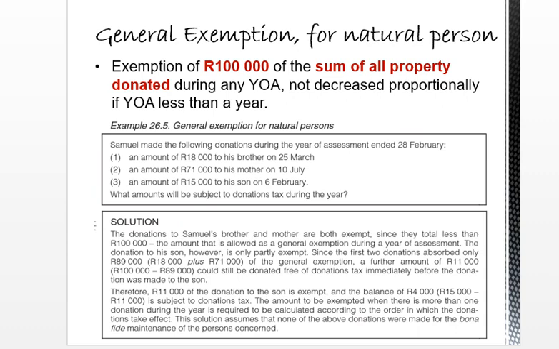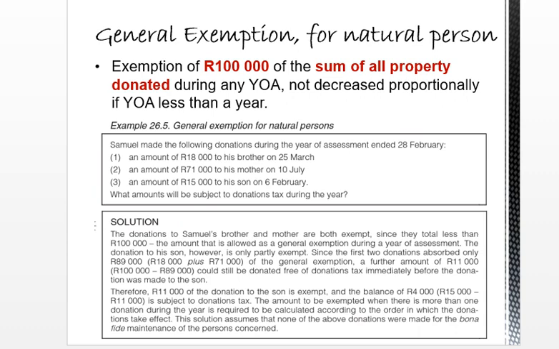So firstly, the amount to his brother, that will not be, because it's within the 100,000 Rand exemption. Then the 71,000 Rand to his mother, it's also within. And then to his son, the first 11,000 Rand will not be exempt. Okay, so important to note here is that you just need to add the sum of all property donated, and then on that you've got a 100,000 Rand exemption, and this does not have to be decreased proportionally during the year of assessment.